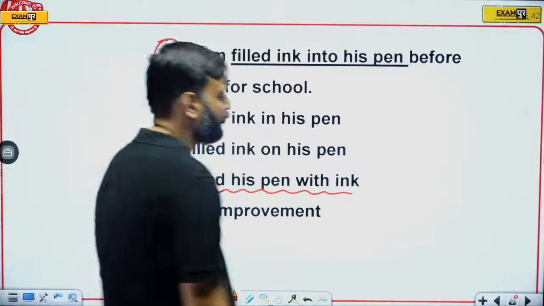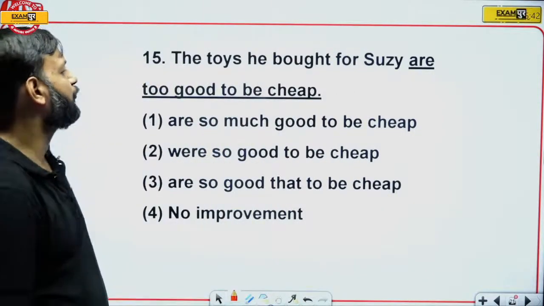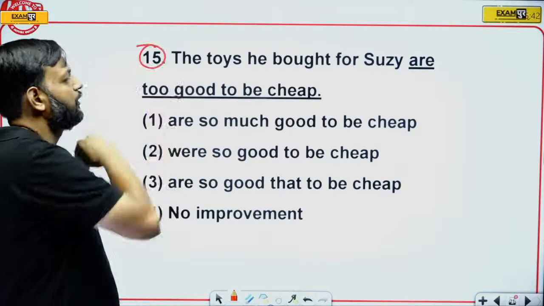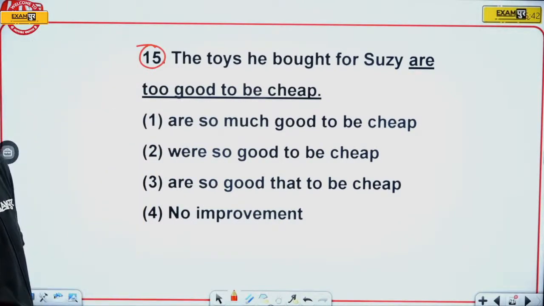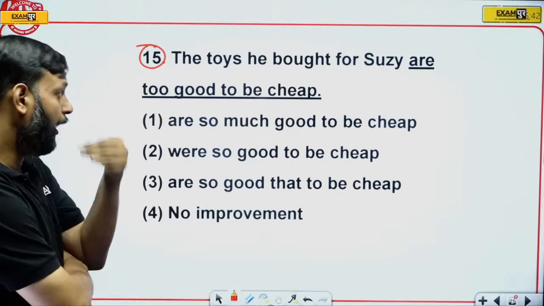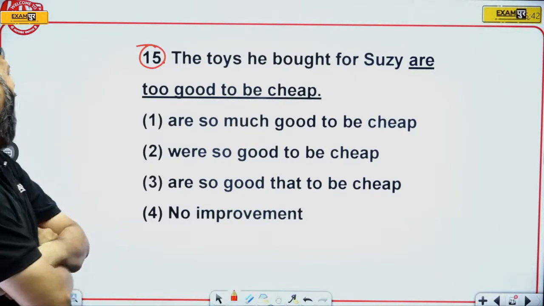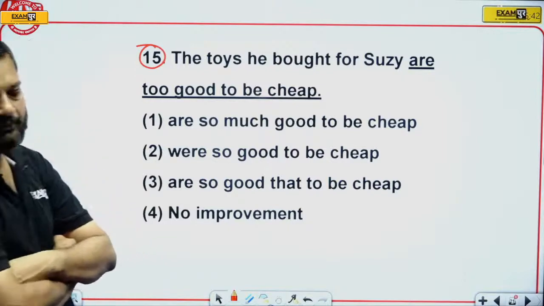Okay, let's see the next question. Question number 15. The toys he bought for Susie are too good to be cheap. Are too good to be cheap. 15 question. The toys he bought for Susie are too good to be cheap.